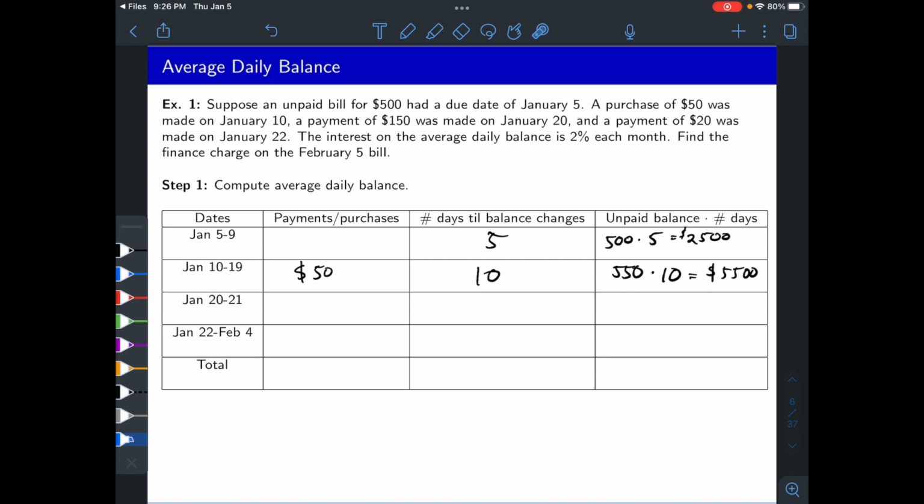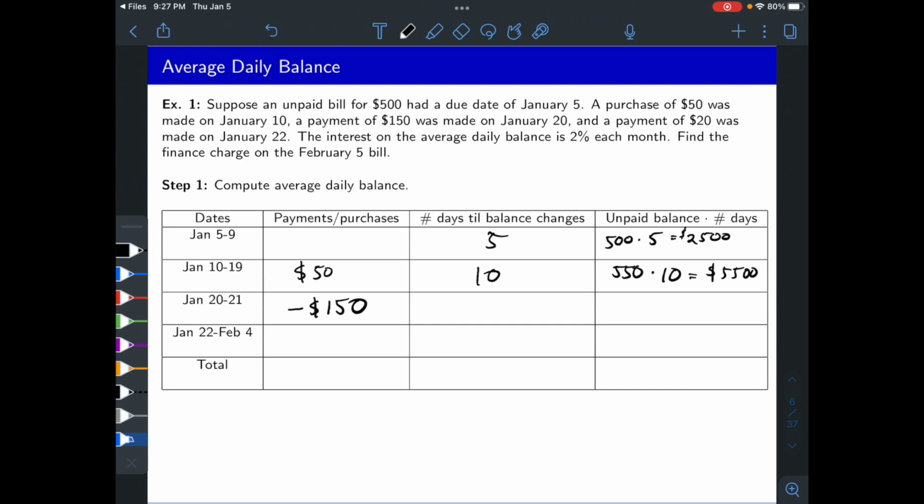All right, and then just continuing, on the 20th, we make a payment of 150. To denote that this is a payment, because it's a payment to the credit card, the balance is going to go down. So we're going to write negative 150 because the payment will bring the balance down.